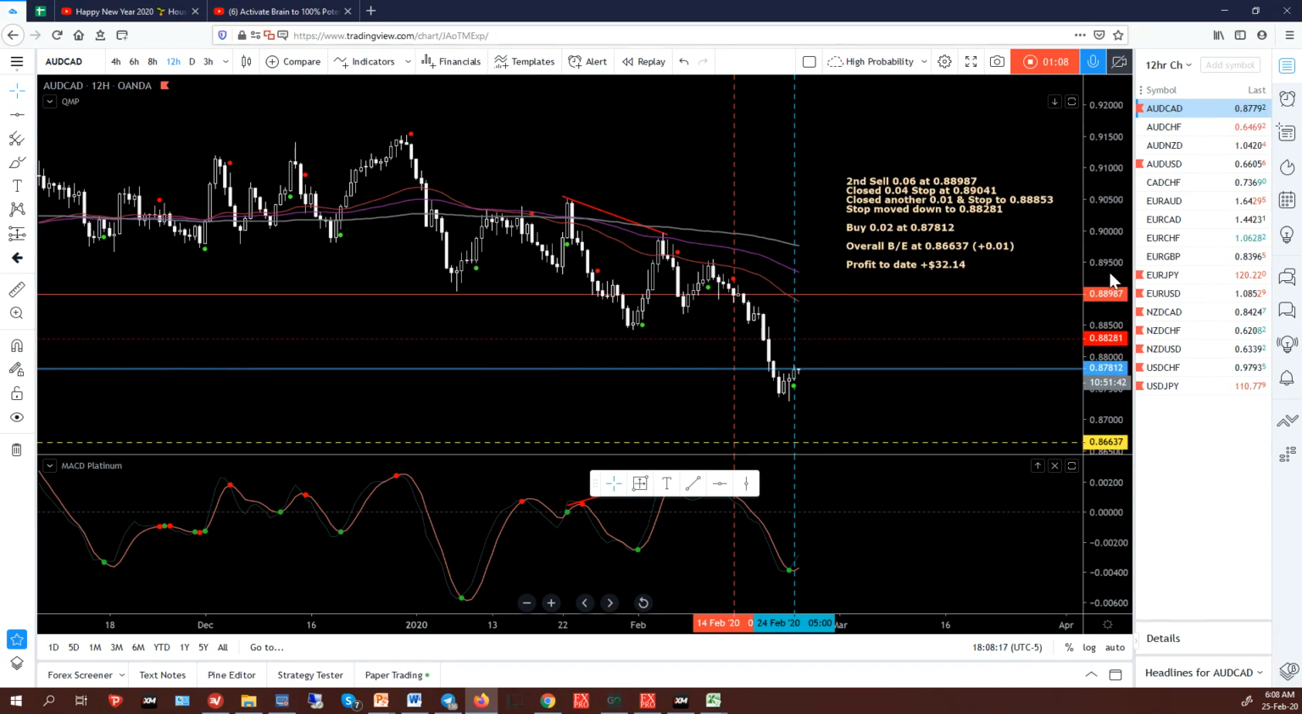I think there should be one down there. Yep. So I've taken a sell here. This morning I've moved my stop down to 0.88281. So there's my notes there. So that's the stop for that sell there.